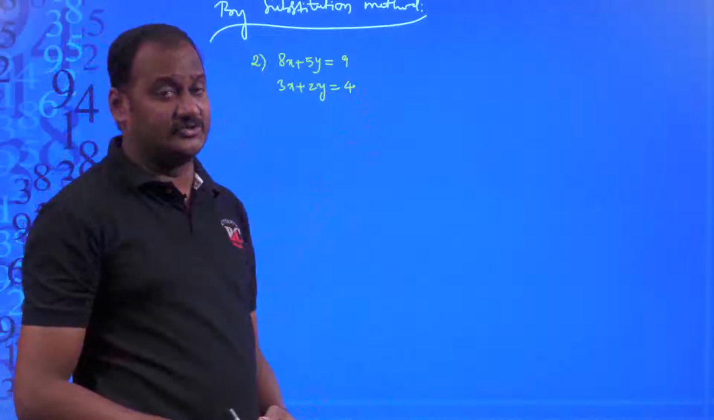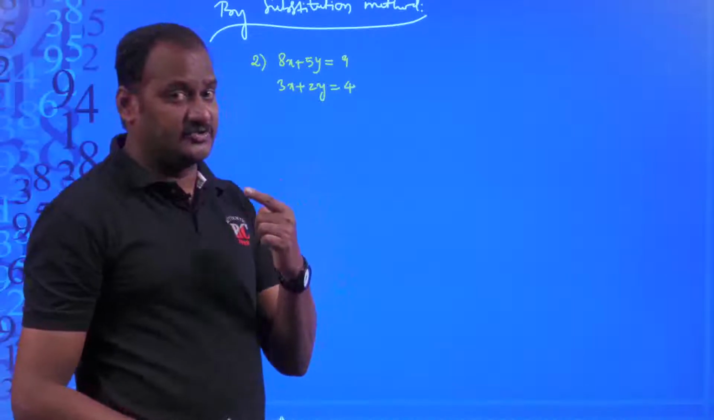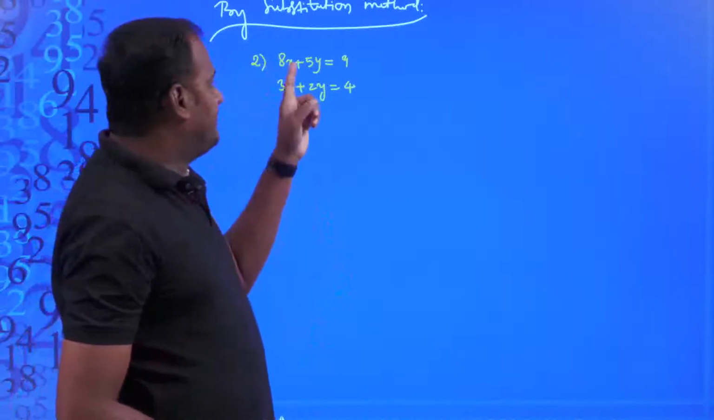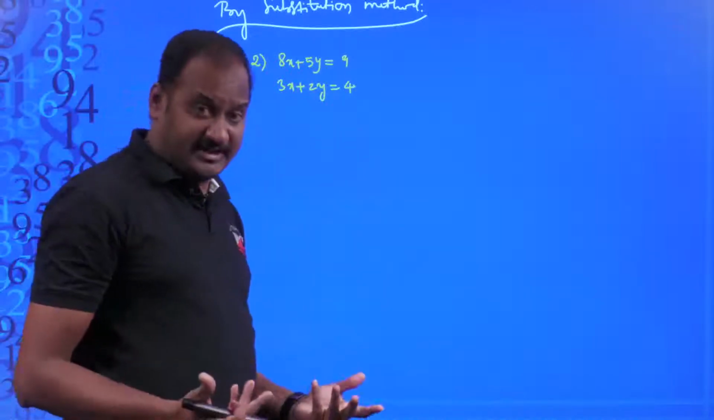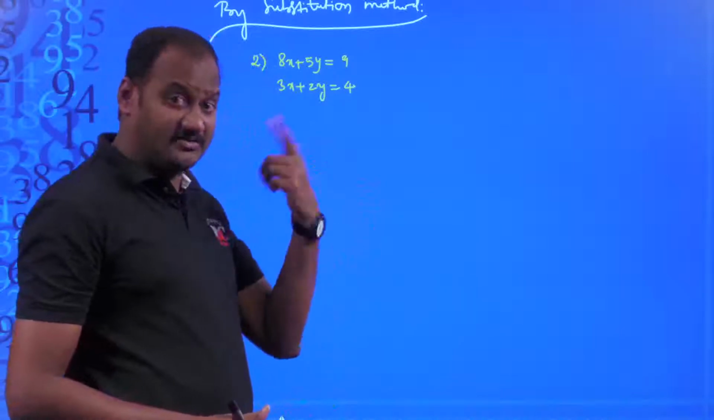For that I need to check whether a unique solution exists or not. A1 by A2 should not be equal to B1 by B2. A1 by A2 equal to 8 by 3, B1 by B2 equal to 5 by 2. Of course, 8 by 3 is not equal to 5 by 2, therefore, a unique solution exists. You will have to check that.